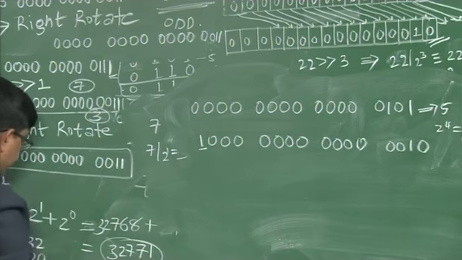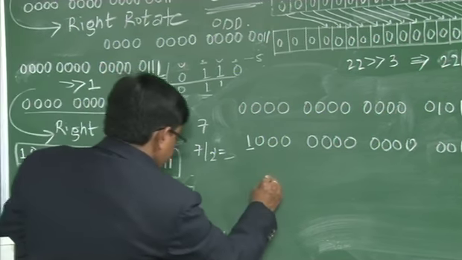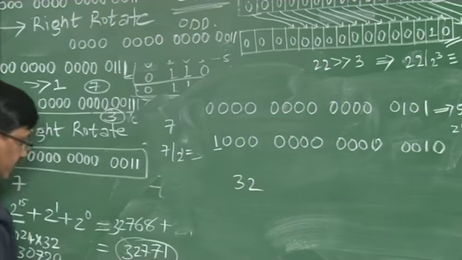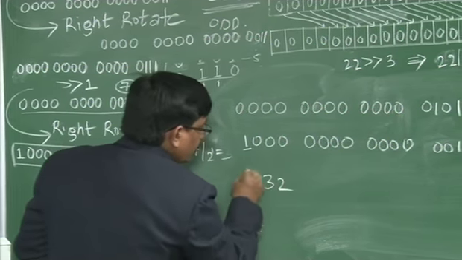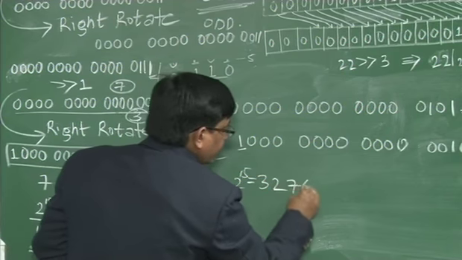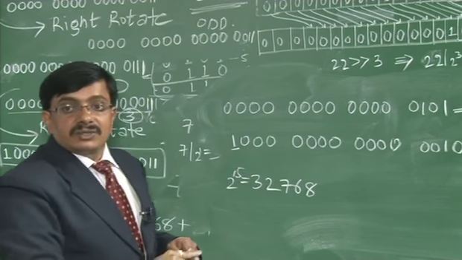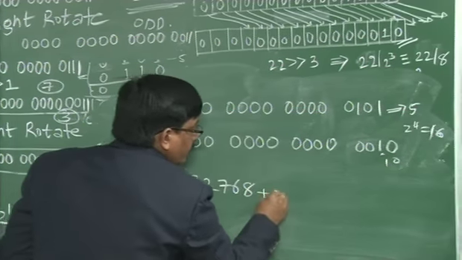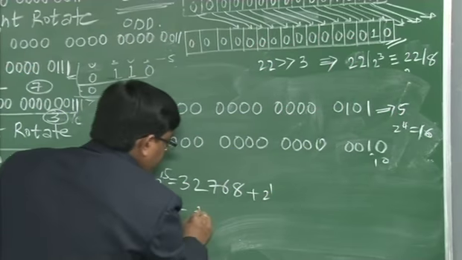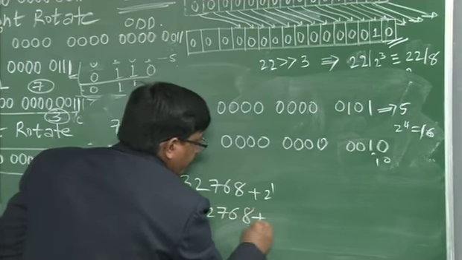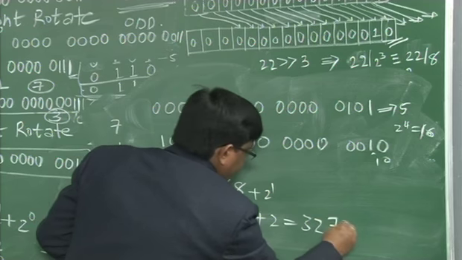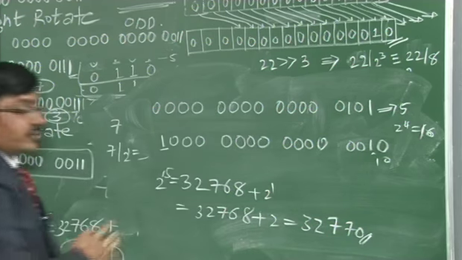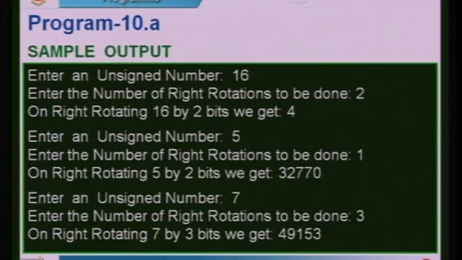What's the value corresponding to this? It is 32,000, which is nothing but 2 raised to 15, which is 32,768. Now for the value 32,768, this value should be added. So this is 0 1, which is plus 2 raised to 1. That is nothing but 32,768 plus 2, which is 32,770. This is the value we are supposed to get there. So here we can see that when I right rotate the value 5 by 1 position, we will be getting the value 32,770.